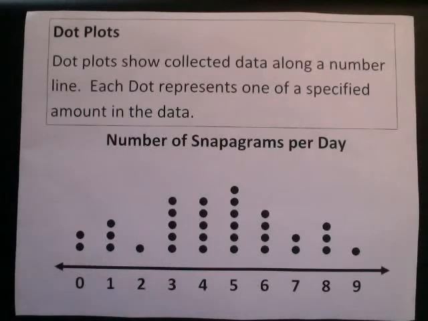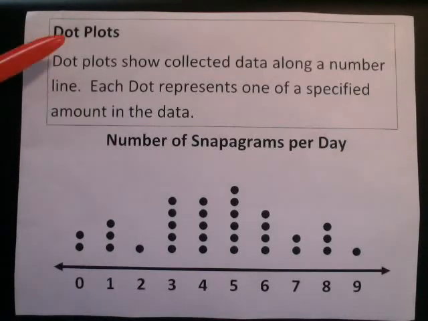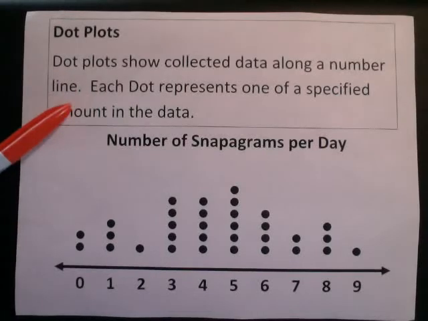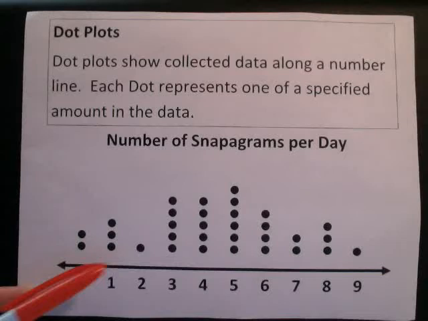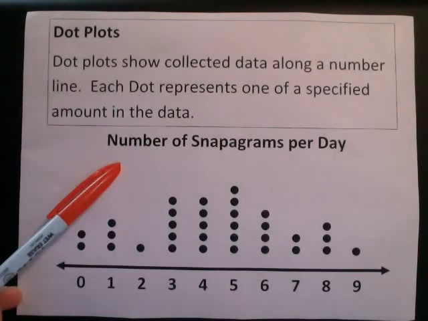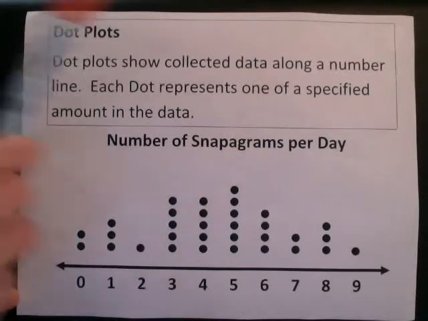Okay, kids, in this video we're going to talk about dot plots. Dot plots show collected data along a number line. Each dot represents one of a specified amount in the data. So if you look at this dot plot, you see that it is titled the number of snapograms per day.